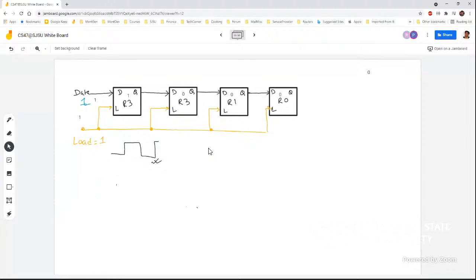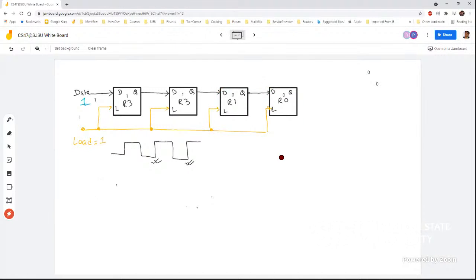Now, next clock cycle, we are keeping the load as 1. At this point, this guy will just go out. This one will go over here. This one will go over here. This one will go over here. This one will store into that one. So you see, as if we are actually shifting the value from the MSB to LSB, which means we are doing a right shift operation just by connecting Q to the next stage D, Q to the next stage D, right?